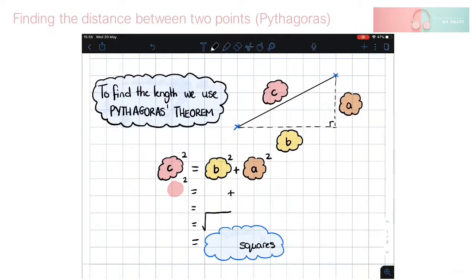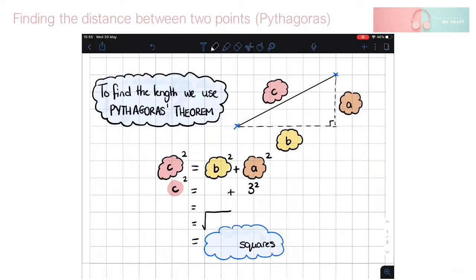Okay, so we can count the number of squares for the lengths a and b, and this will help us then to figure out what c is. Okay, so c squared then equals, so a is 3, so 3 squared, b is 6, so 6 squared, and we can work out what 6 squared and 3 squared is. So c squared then equals 36 plus 9, okay? And 36 plus 9 equals 45.